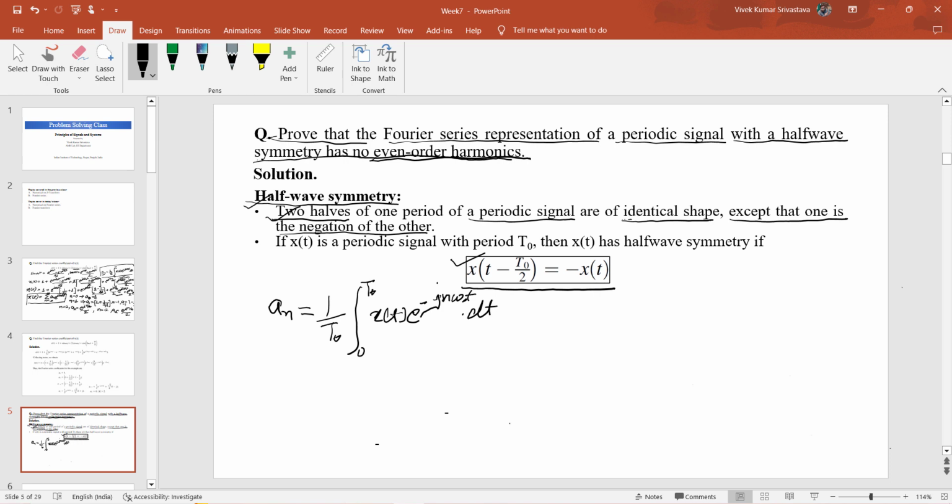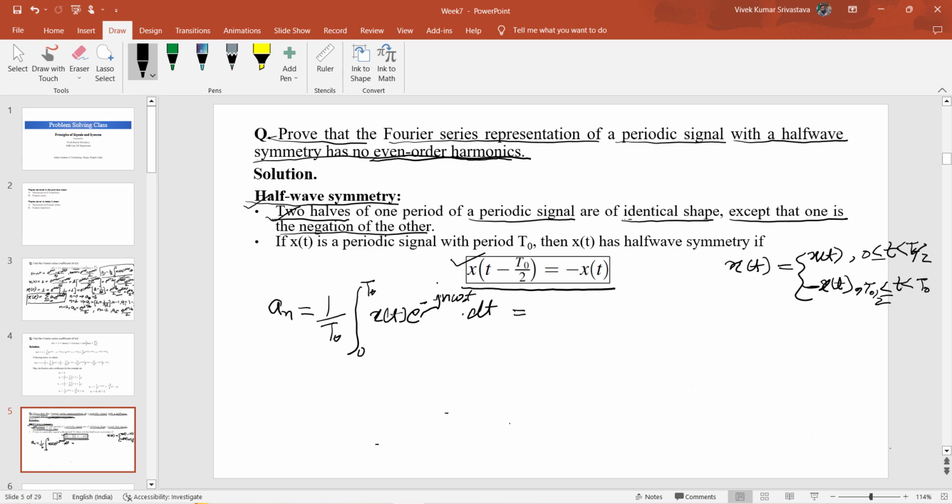Let me first categorize this signal. x of t is defined as x of t when t is varying from 0 to t naught by 2, and this will be equal to minus x of t when t is varying from t naught by 2 to t naught.